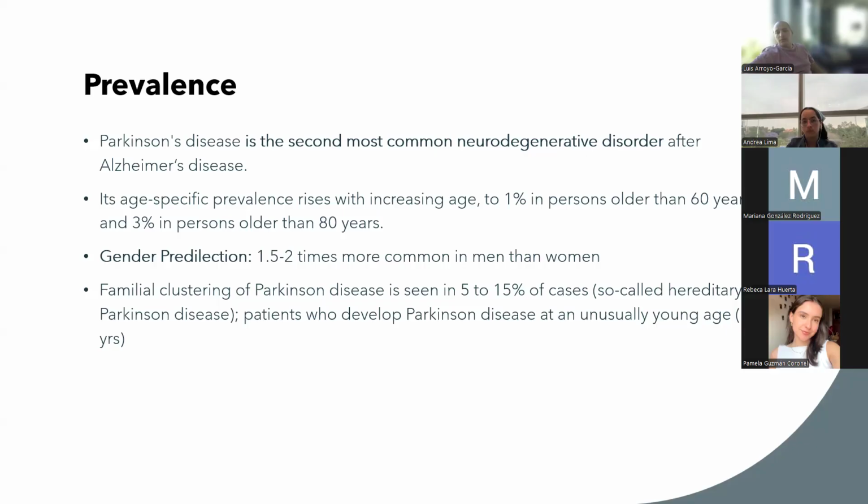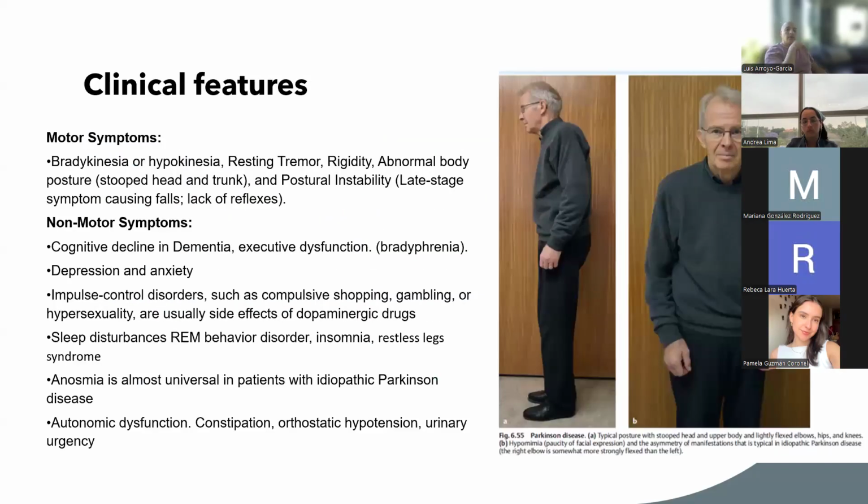related to Parkinson's. And we have clinical symptoms. As Andrea was saying, we have bradykinesia, hypokinesia, resting tremor, rigidity, abnormal body posture. This is like the picture that you have here. This person has a stoop, a bit to the front, head and trunk, and postural instability.